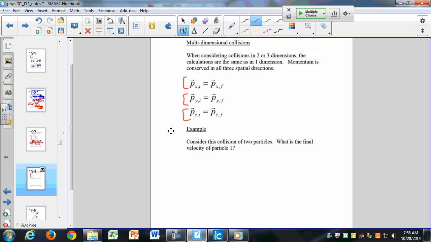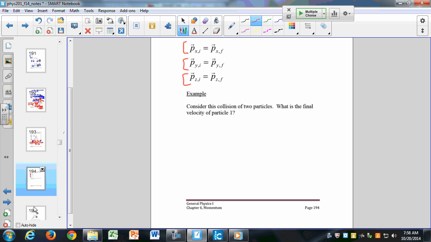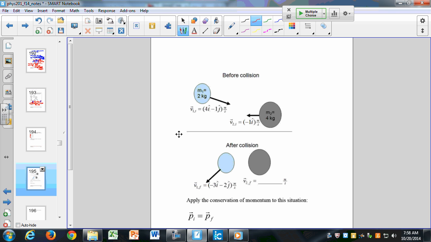So let's just work through an example. Let's see, it's on the next page. I have this collision of these particles.